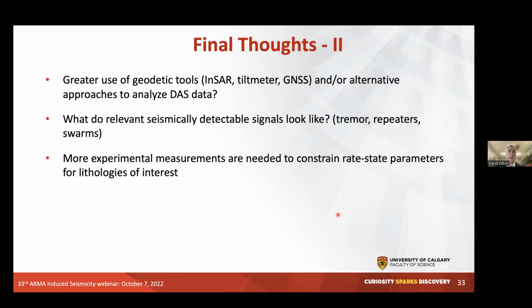So some final thoughts here. I would argue that greater use of alternative tools like InSAR, tiltmeters, or GNSS, or alternative approaches to analyze DAS could be really helpful in this study. We need to better understand what the relevant seismically detectable signals look like. So using regional monitoring, broadband seismometers, what should we be looking for in terms of tremor, repeating earthquakes, swarms, et cetera? And we certainly need more experimental measurements to constrain the rate-state parameters for lithologies of interest. There just aren't enough of those right now.